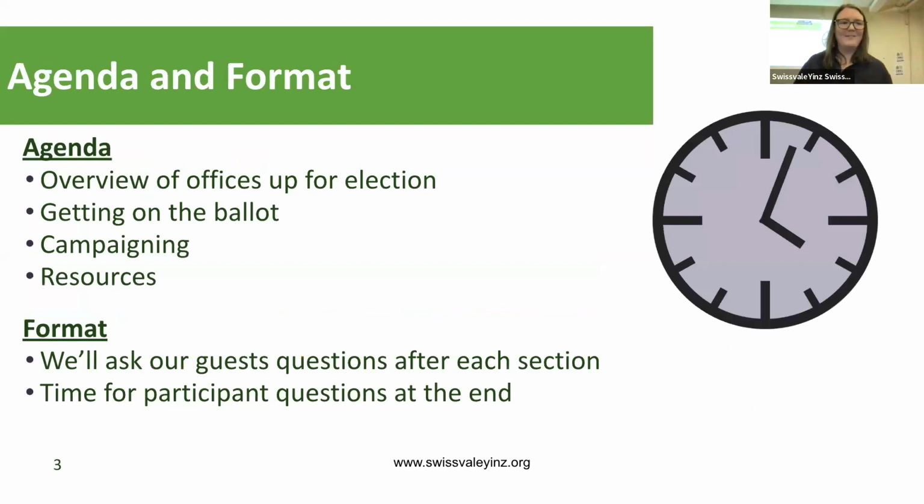I'll talk a little bit about the agenda and format for today. We are going to give an overview of the positions that are up for election. We're going to talk about getting on the ballot. We're going to go into campaigning, and then we are going to look at different resources that are available to help candidates, primarily for getting on the ballot, campaigning, and so on and so forth. The format is basically we'll do a little presentation, and then we'll have questions for panelists to answer, and we'll go back and forth like that through those different sections.